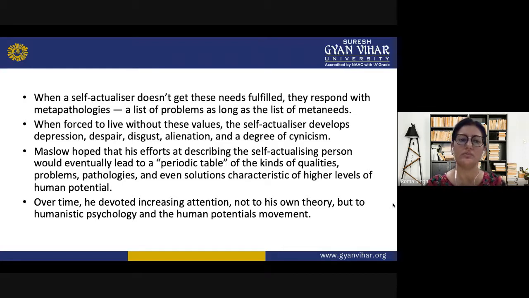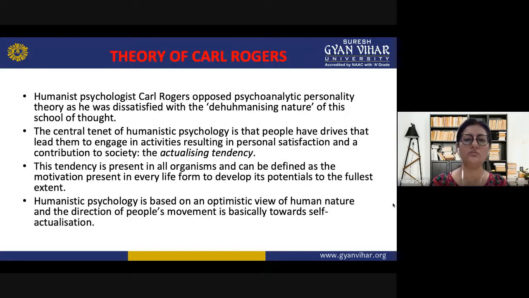So, when forced to live without these values, the self actualizer develops depression, despair, disgust, alienation, and a degree of cynicism. So Maslow hoped that his efforts at describing the self actualizing person would eventually lead to a periodic table of the kinds of qualities, problems, pathologies, and even solutions characteristic of higher levels of human potential. So over time, he devoted increasing attention not to his own theory, but to humanistic psychology and the human potentials movement.